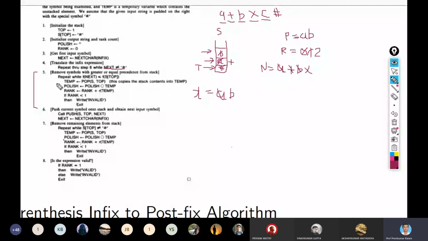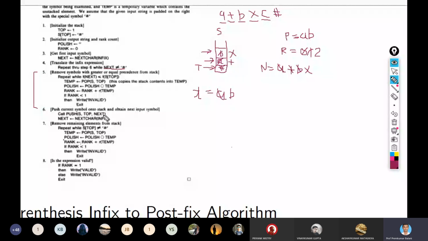Still we have to check f of next, here multiplication, that is 2, and now top of stack is equal to plus. So 2 is less than or equal to 1? No. So we will go to the 6th step. We will push the next to the stack. That is x will be pushed here. Multiplication will be pushed. Now top of stack equals 2.